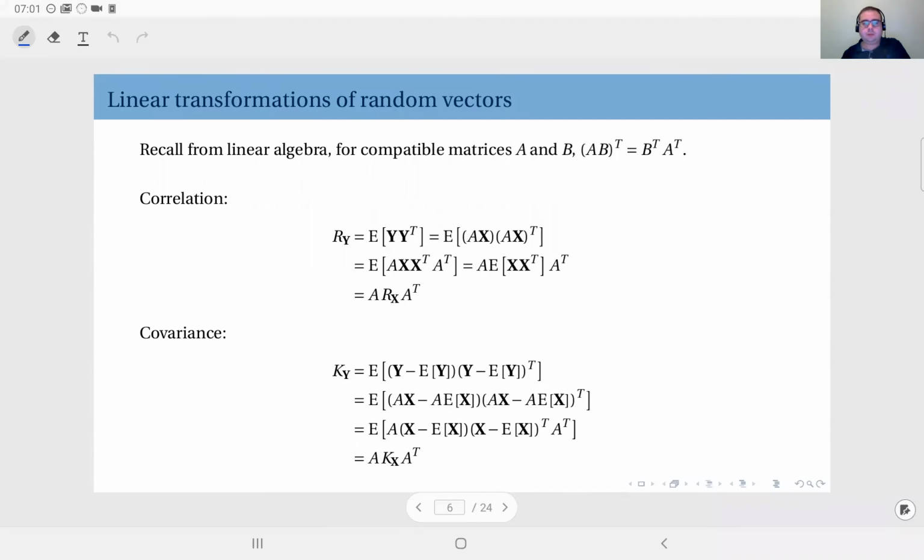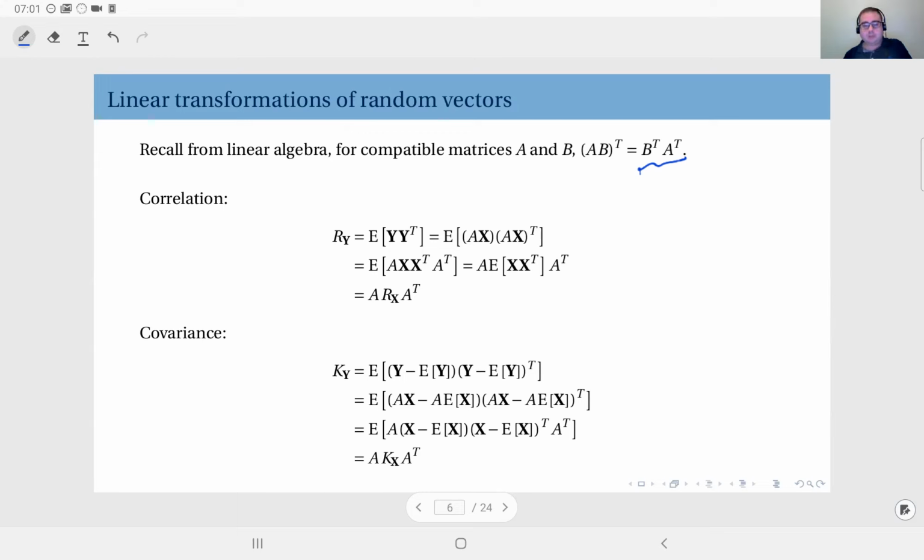Next, we look at correlation and covariance matrices of the transformation. But before we do that, we have to remember some results from linear algebra. Essentially, if you have two compatible matrices, compatible in the sense that you can multiply them in this way, so that the number of columns of A equals the number of rows of B, the transpose of their product can be written in this way: the product of their transposes, but you see the order changes. We have to be aware of this.